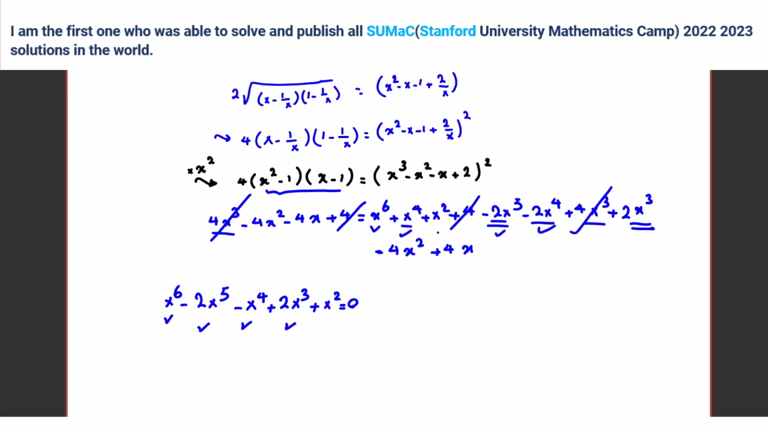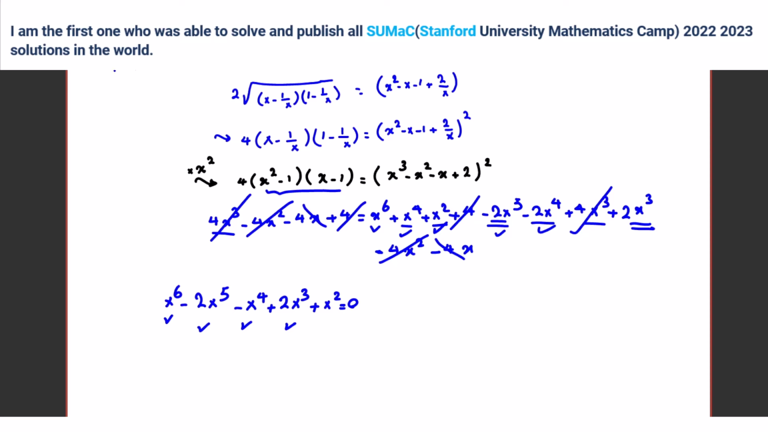For x squared, what do we have? Minus 4x squared plus x squared. Let me check it again. Negative 4x. Again here minus 4x. Okay. Yes, good job. Here I had some mistakes.